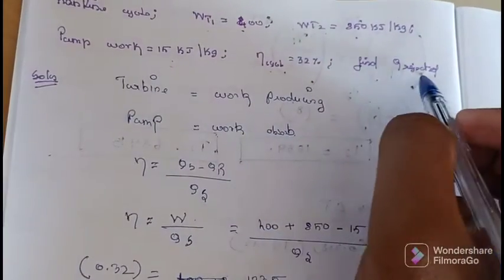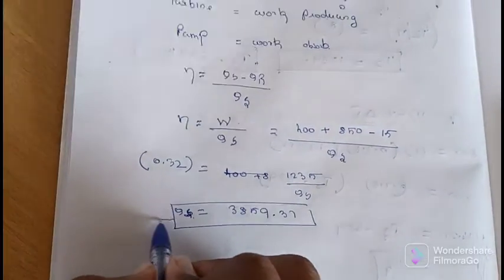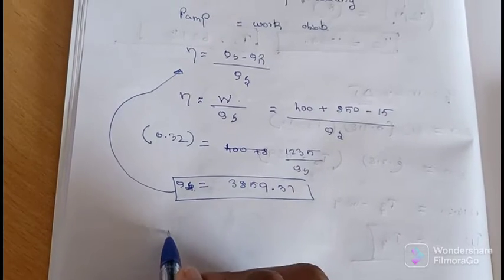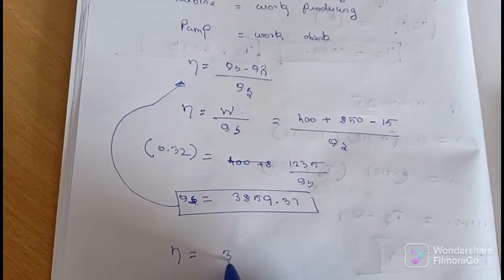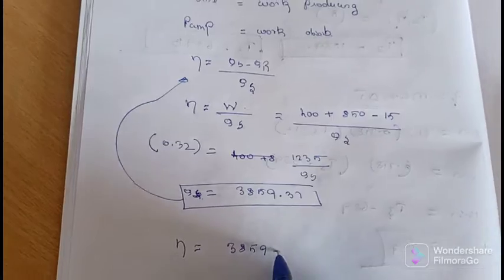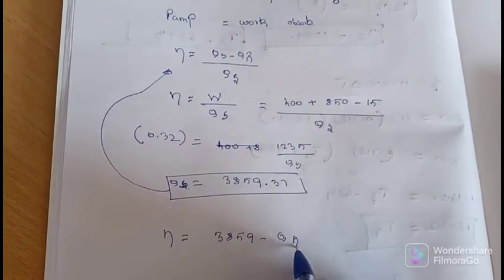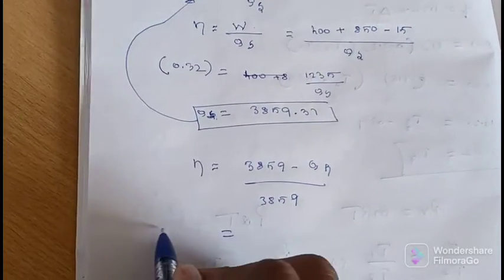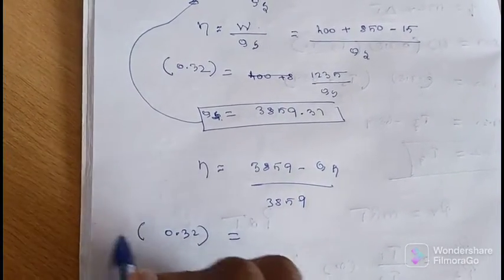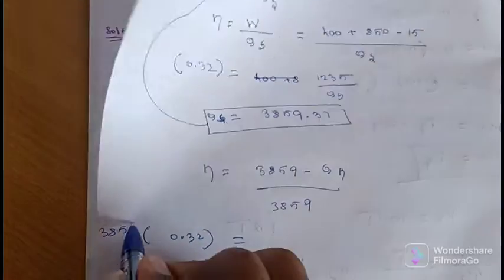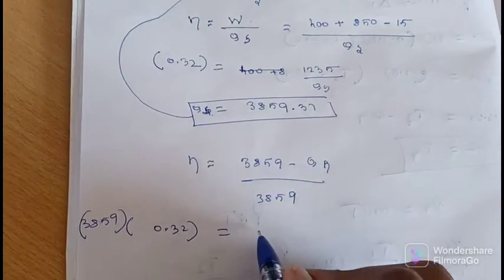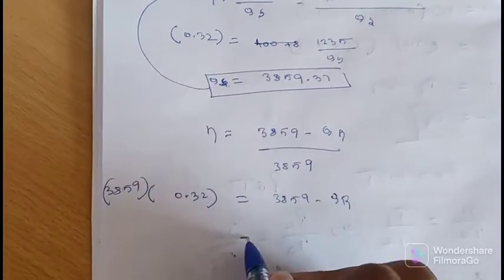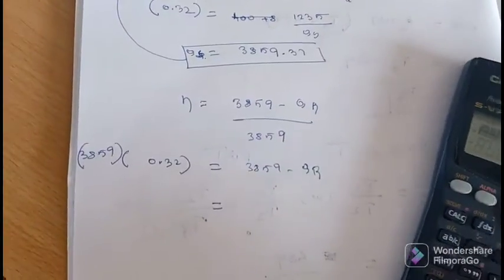So here the question is asking what is the value of heat rejected. Substituting these Q supplied values in the initial equation, efficiency is equal to heat supplied minus heat rejected. The heat supplied is 3859, heat rejected we need to identify, and the efficiency value is given as 0.32. On simplifying this, 3859 minus Q of R. Let's simplify and find the answer.